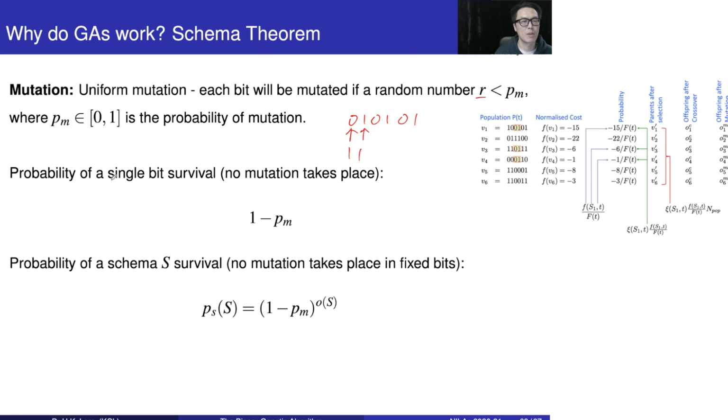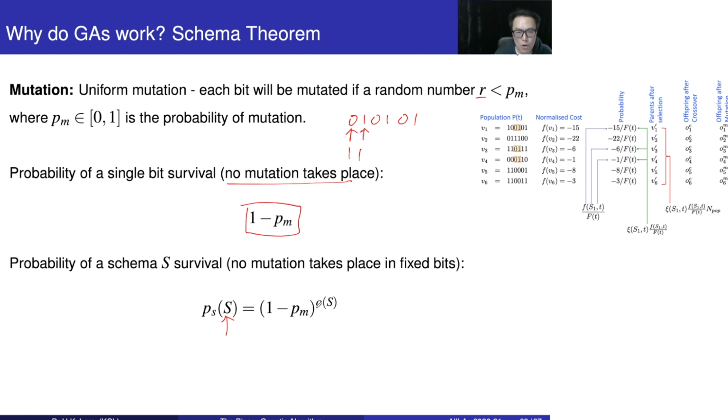So for each single bit, the probability of survival is 1 minus PM, because when the random number is less than PM, we flip the bit, and when we flip the bit, we destroy the schema. No mutation means this bit does not get mutated. So when we talk about the probability of survival of this S, we come up with 1 minus PM for each bit.